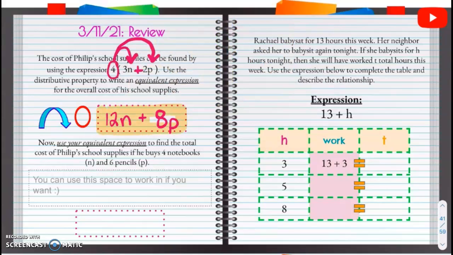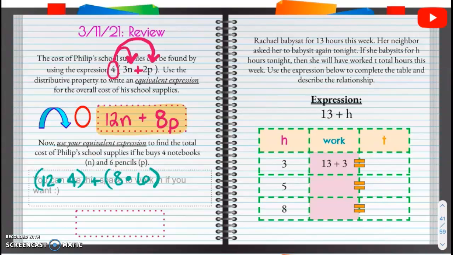All right, now that we have that one done, we're going to take a look at the next part. So now we're going to use this expression that we made, and we're going to find the total cost of his school supplies if he buys 4 notebooks, n is the notebooks, and 6 pencils, p is pencils. So if we have 12 times the notebooks, so 12 times 4 notebooks, then we're going to add that to 8 times the 6 pencils that he buys.